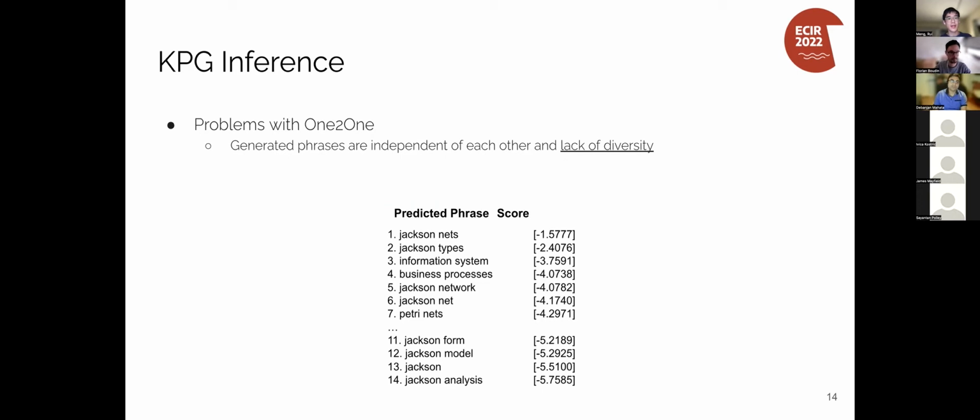But it has a downside. For the inference of the one-to-one paradigm, since all the phrases are generated independently, and they are only ranked by the likelihood of each sequence, in some cases a very important word, for example here, Jackson, can dominate the final predictions and show really bad diversity in the generated phrases.